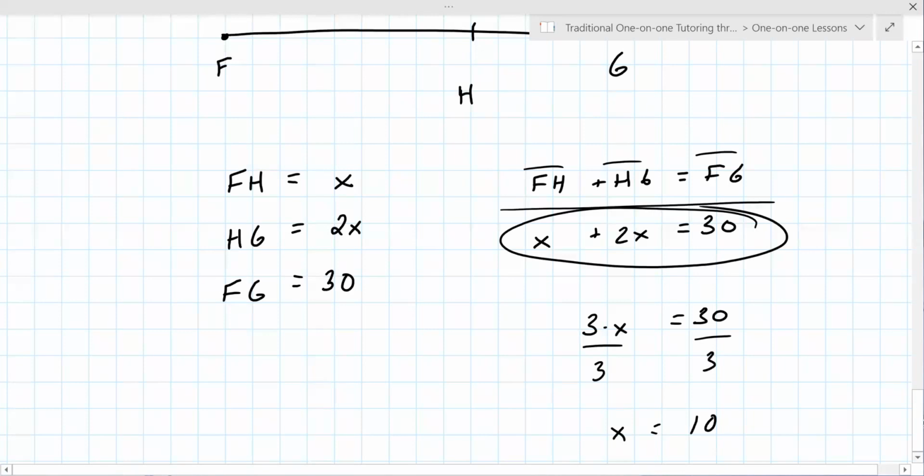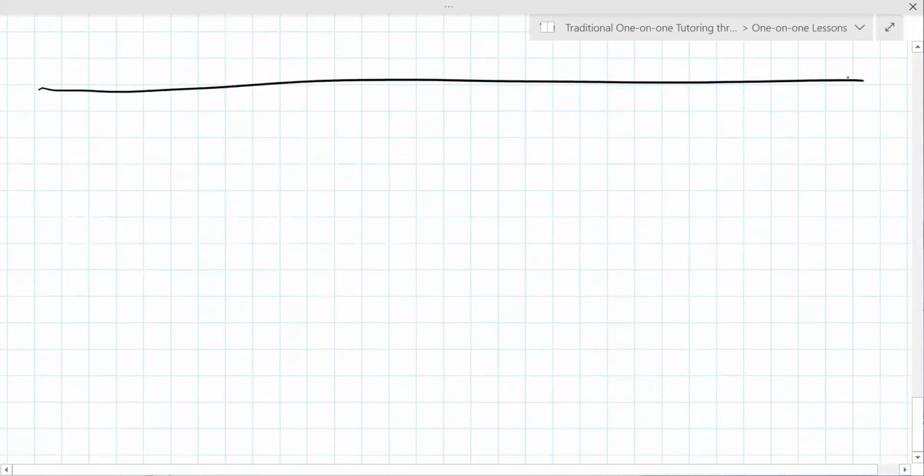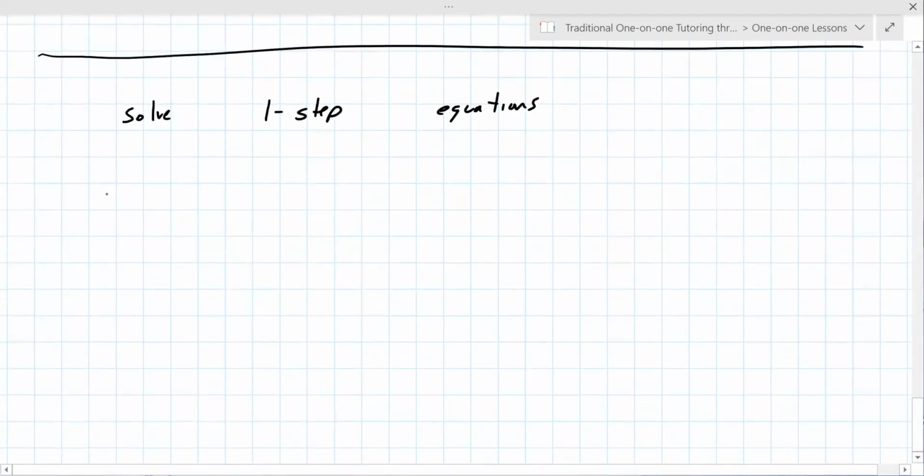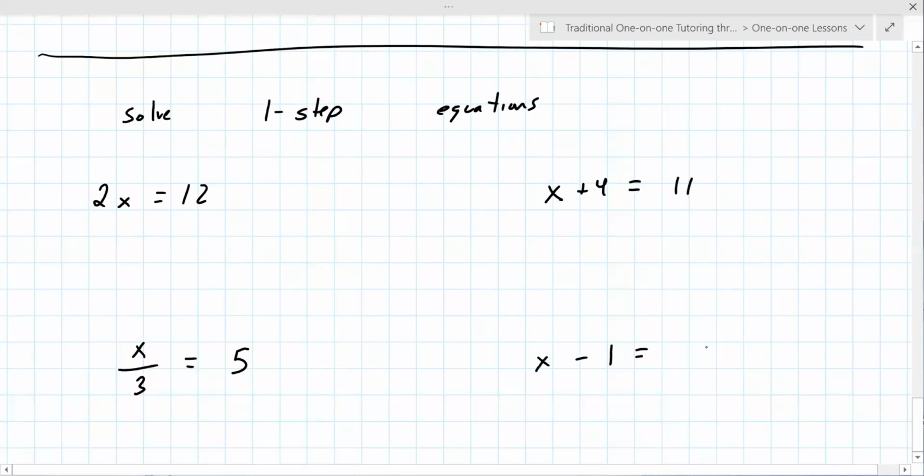Perfect. Okay, so let's just do a quick review of solving one-step equations. I'm going to give you 4 one-step equations, and they're solved by one step. So let's go 2X equals 12. Let's go X divided by 3 equals 5. Let's go X plus 4 equals 11. And X minus 1 equals -8. Okay, could you solve these equations on your own, please?